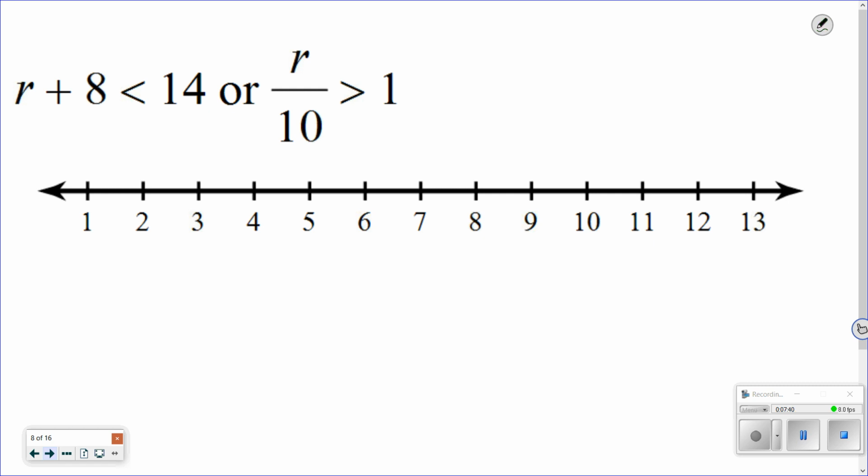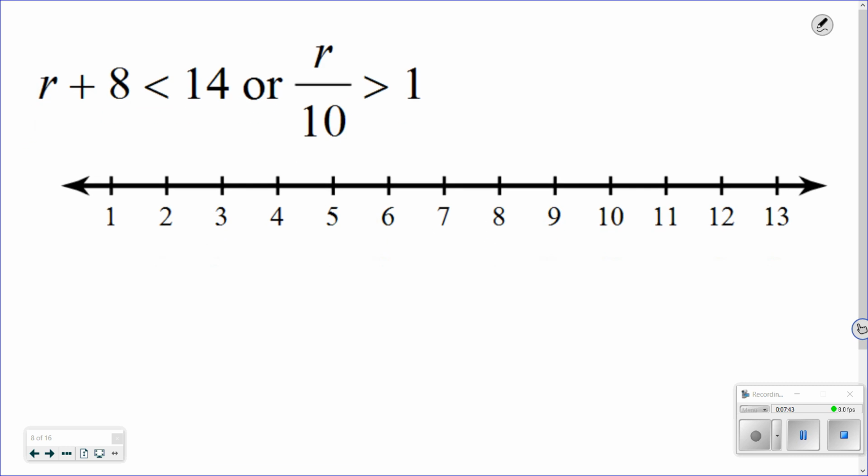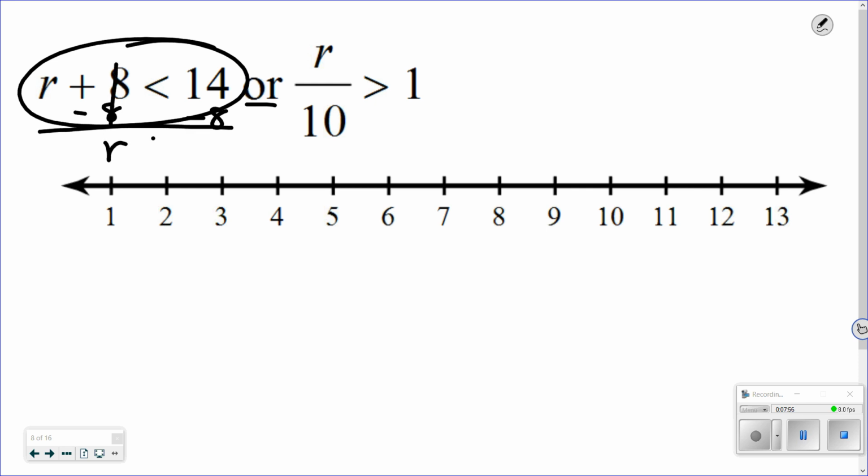We're going to start with that first one, and we've done this before. Just do each one separate. So you see the or right there? Just do this inequality over here first. That's not hard to do, right? I'm just going to minus the 8, minus 8, minus 8. So those cancel out. R is less than 14 minus 8, which is 6.